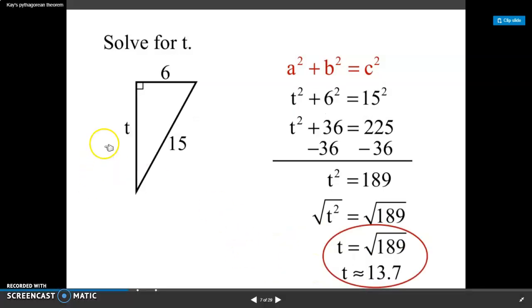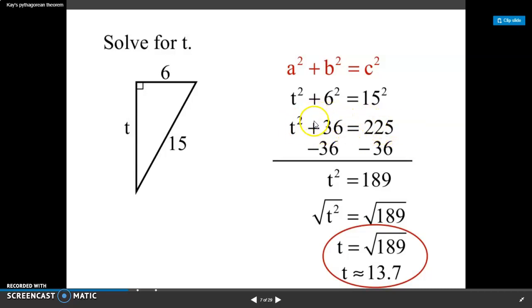And here is another example of the Pythagorean theorem. In this case, this is the right angle, and here we already have the value of the hypotenuse. So a square plus b square will be equal to c square. We have the value of c square and the value of b square, so it remains to calculate t square, or a square. It will be t square plus 36 equals 225. So t square will be equal to 225 minus 36.